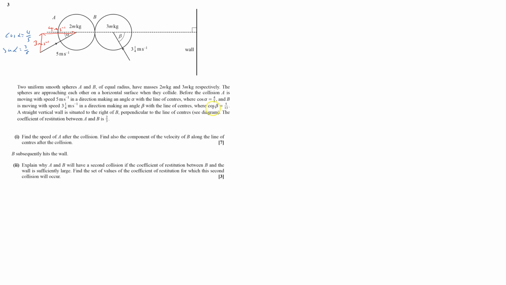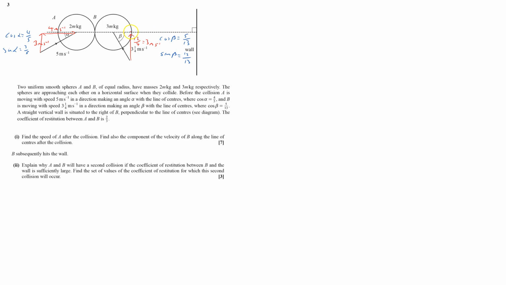And the other bit, cos beta equals 5/13. So that's nice as well. That means that sine beta equals 12/13. And again, here we've got that's 13/4. So that bit there, sine is opposite, so it'll be 12/13 of 13/4. So that will be 12/4, which equals 3 meters per second.